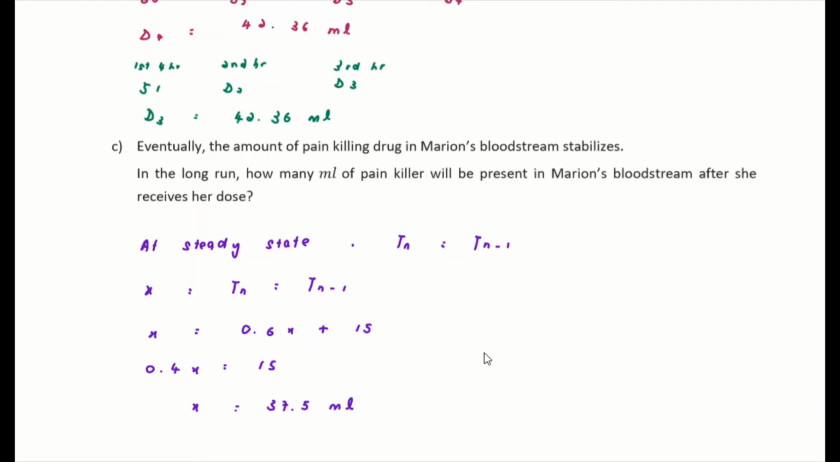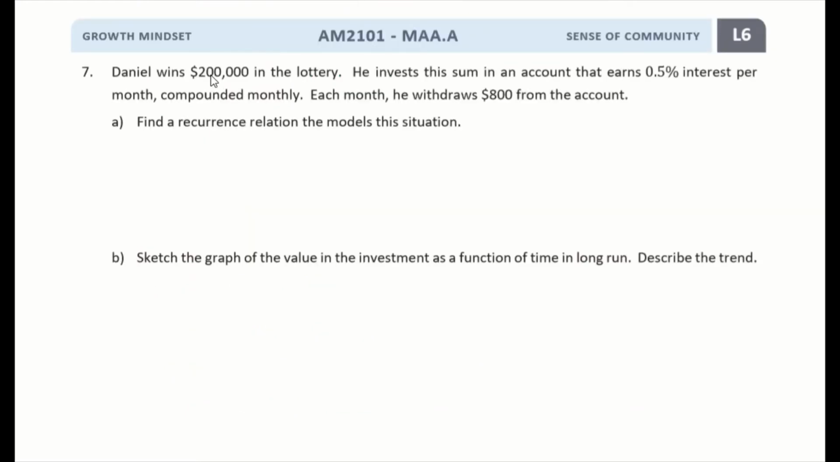Let's move on to question 7. Daniel wins 200,000 in the lottery. He invests this sum in an account that earns 0.5% per month, compounded monthly. Each month, he withdraws 800 from the account. The question wants us to find the recurrence relation that models the situation.